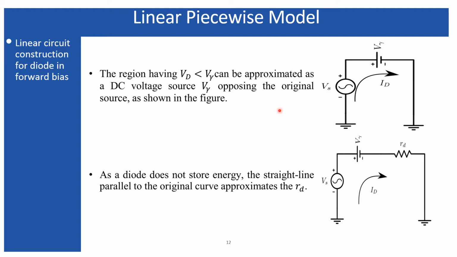So in that case, by assuming the straight line is parallel to the original characteristics, we are actually preserving the slope. The preservation of the slope means it is maintaining both its static resistance as well as the dynamic resistance. So therefore, a forward bias diode can also be replaced by a resistance RD, that is a dynamic resistance, in addition to the cut-in voltage representation made by the DC voltage source.